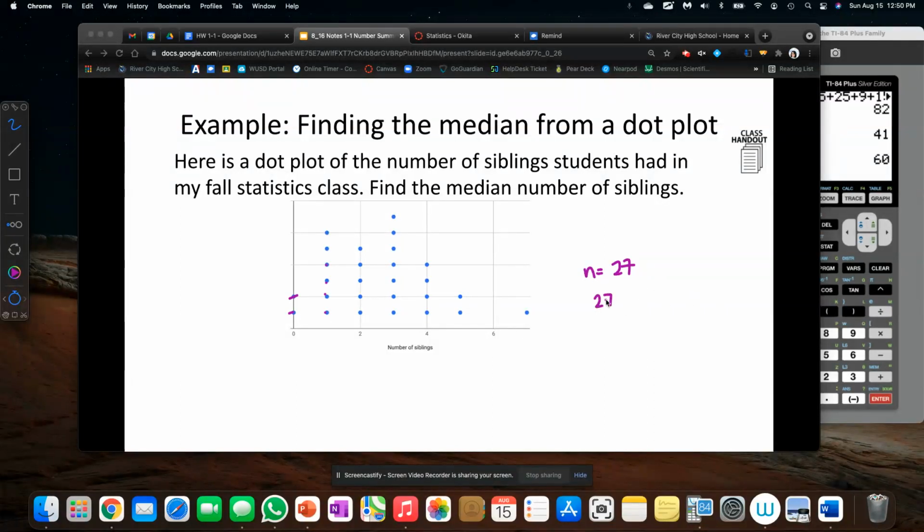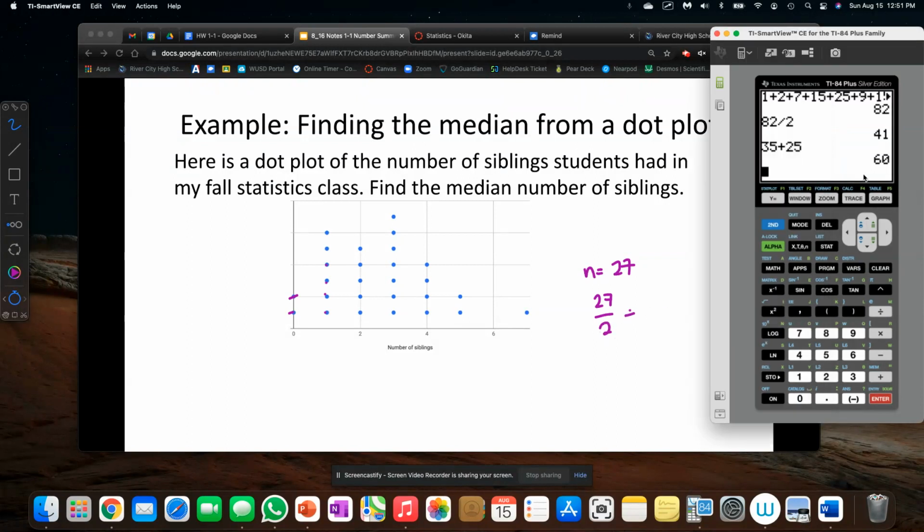And now we're going to divide that by 2 to figure out where our median is. So 27 divided by 2, that's 13.5. Okay, so again, if we have our data, 13.5 would be the middle. That means our middle score is going to be the 14th point. So we're going to round this up to 14. Okay, so figure out what the median is.